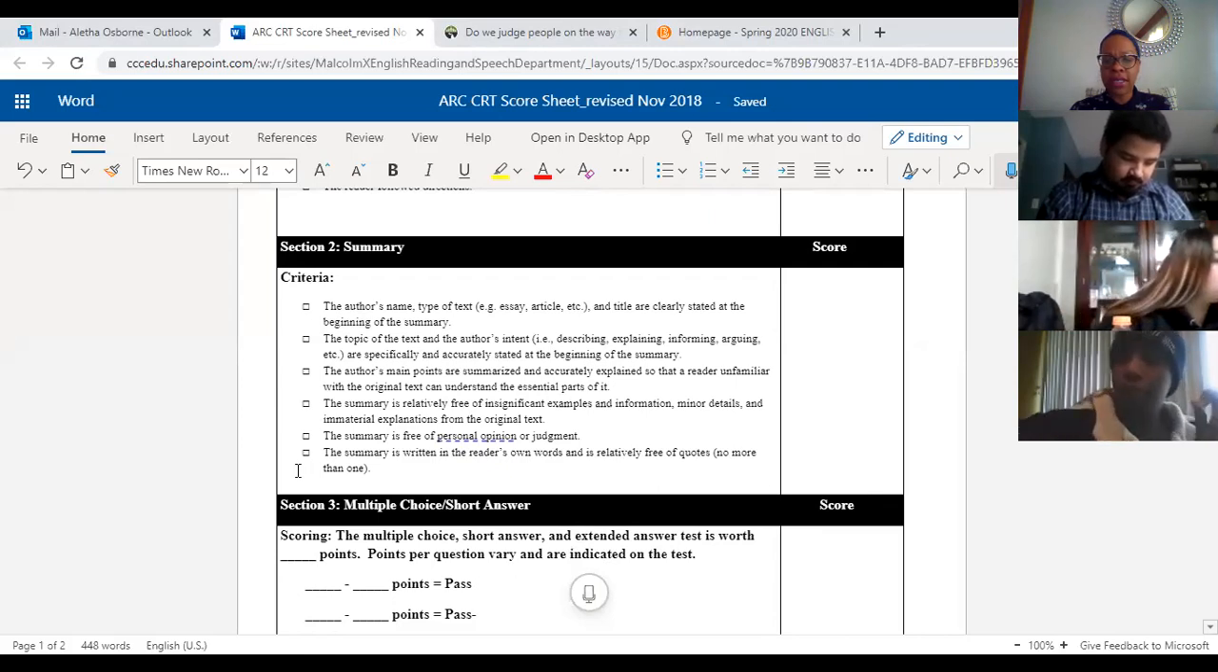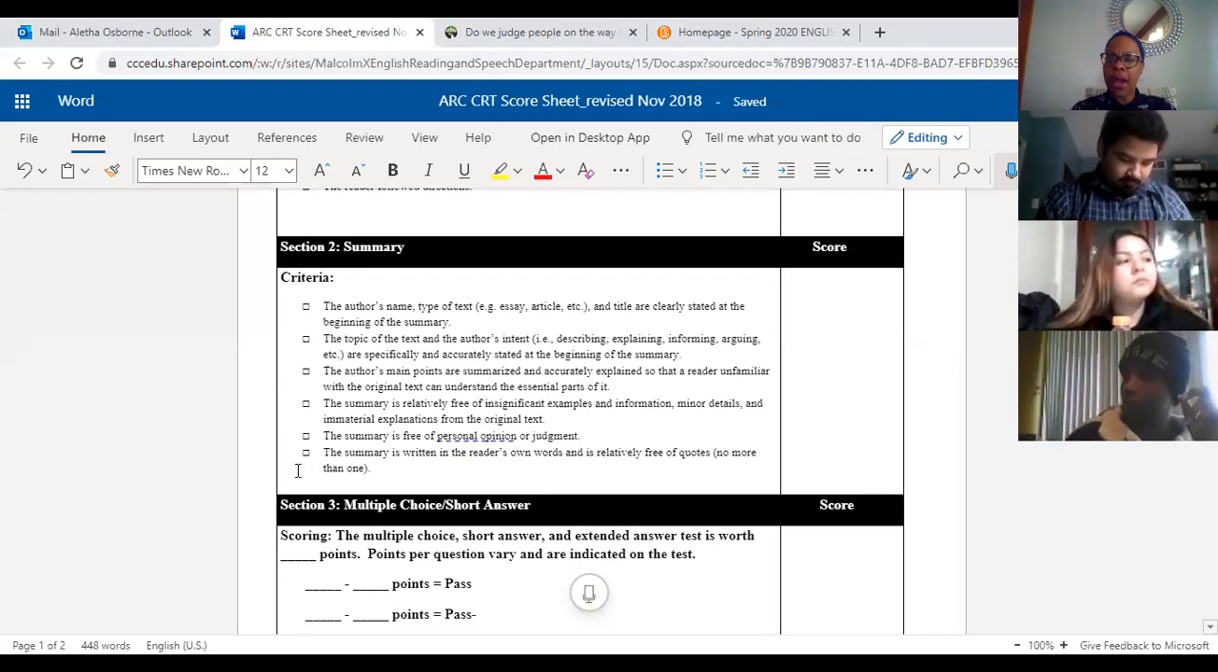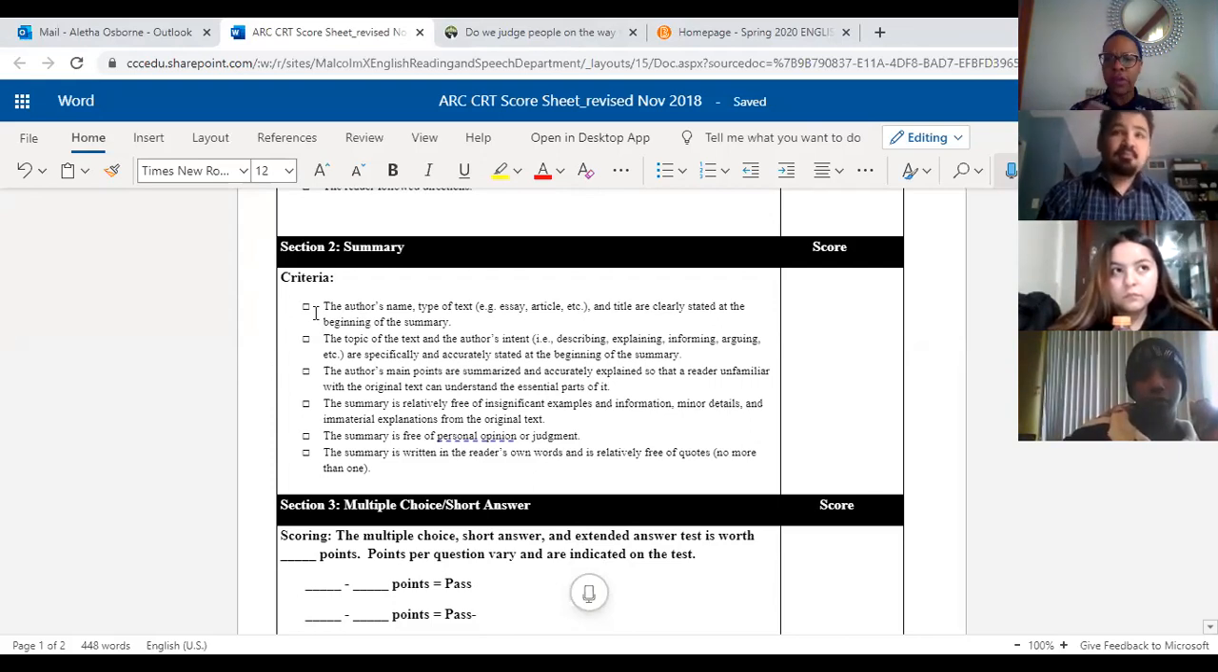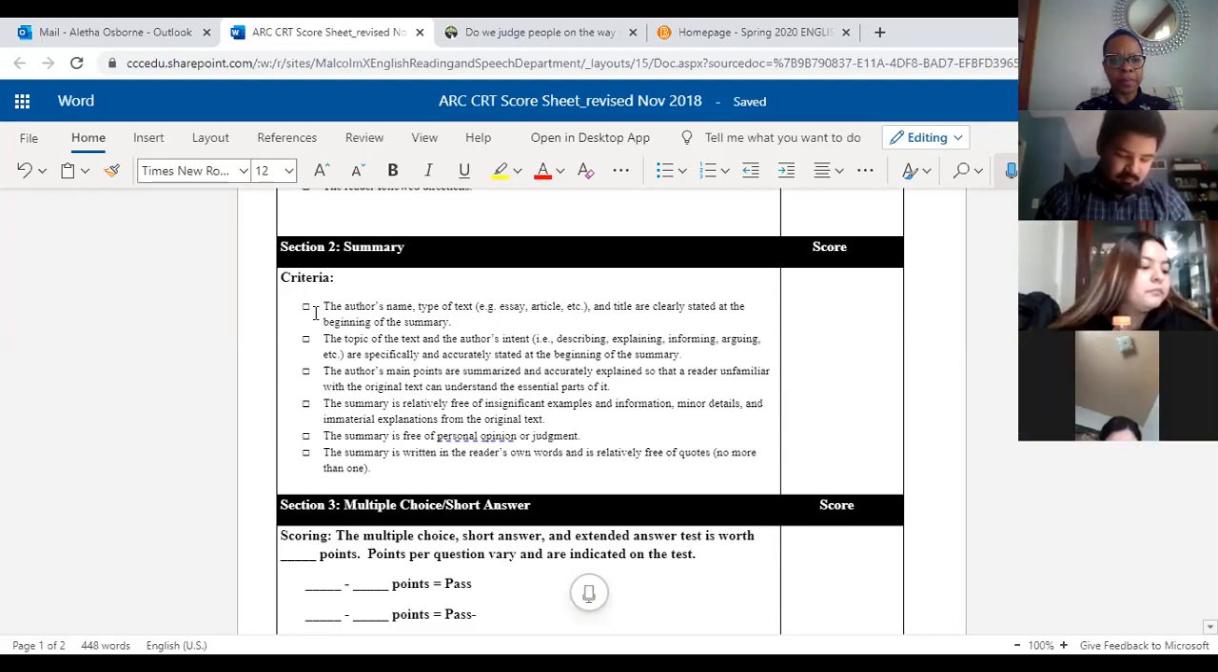For the practice CRT we took in class, you were allowed to use this rubric as a tool to help you outline your own summary. So we know that every summary must include the author's name, type of text, whether it's an essay or an article, and the title clearly stated in that first sentence. Now, this is a review. You have heard this before. We also know the criteria will require that the topic of the text and the author's intent is specifically and accurately stated. We'll take a look at what that looks like in a sample.